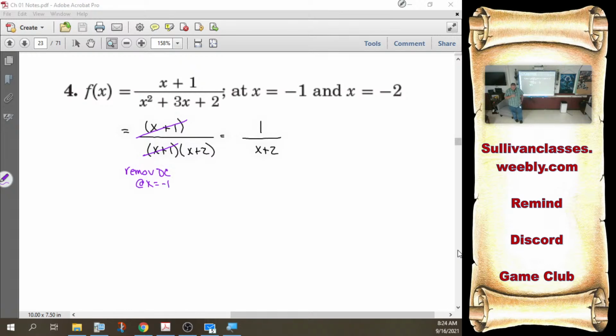After we do the continuity test stuff, you're not going to have to prove it with the test anymore. You should be able to just see that and know I removed a factor. It's going to have a hole there. Holes, by definition, are a removable discontinuity. I should see a remaining 1 over x plus 2. Well, that's going to divide by 0.